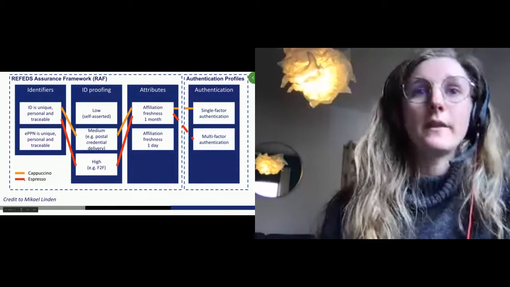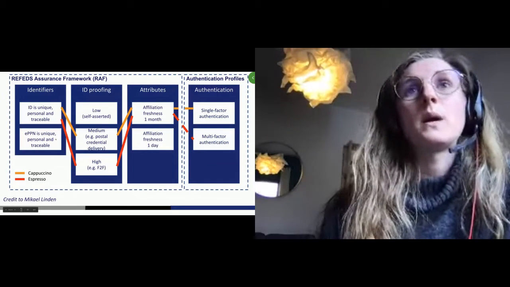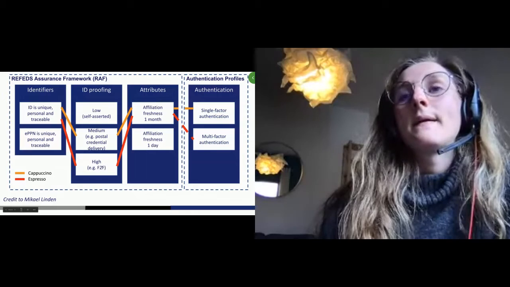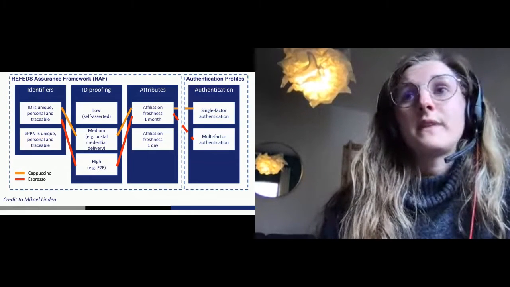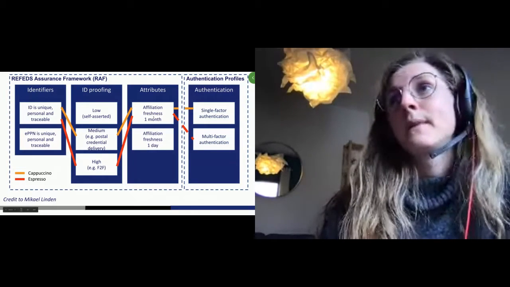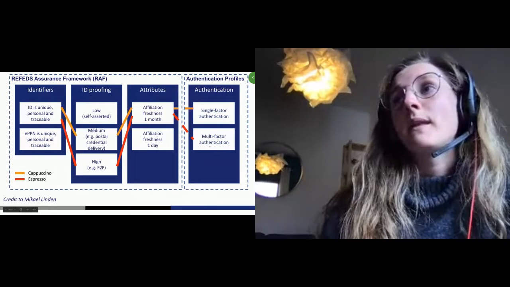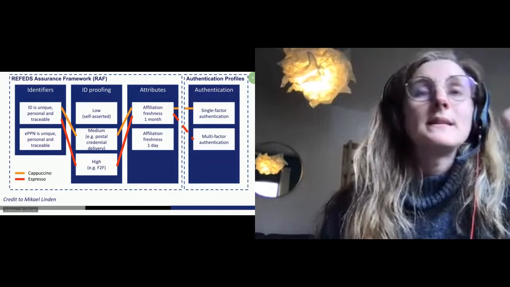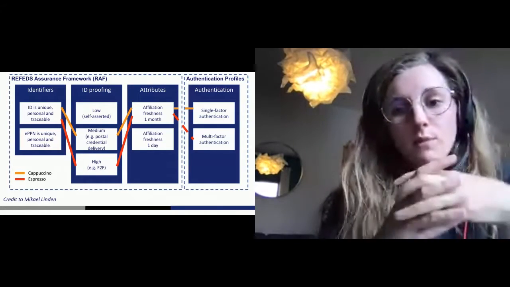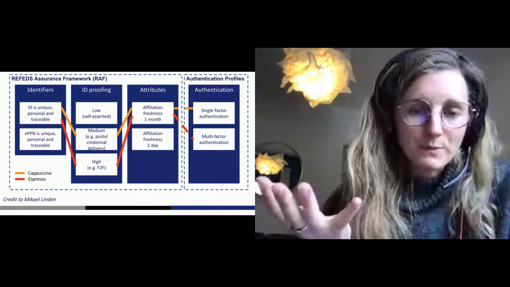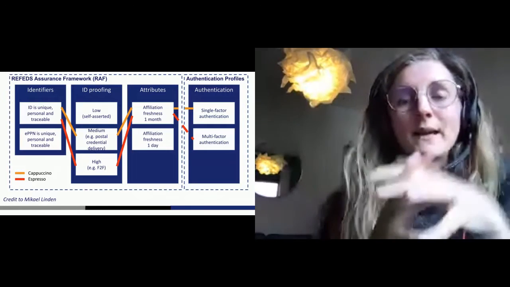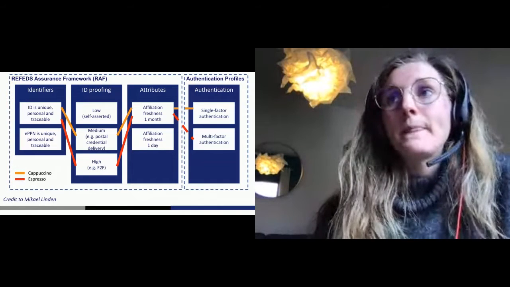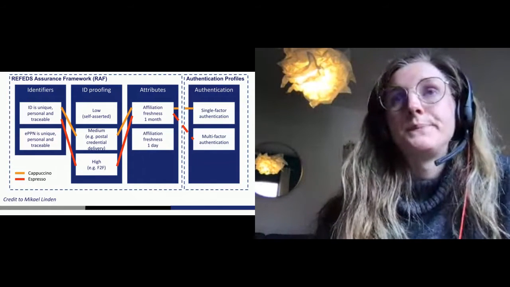And then the other option is the espresso one, where again, the ID is unique, personal, and traceable. There's been high ID proofing, so face-to-face identity vetting. Again, the attribute freshness is 1 month, and multi-factor authentication was used in this case. But since it's done in components, you may pick and choose which particular aspects of the assurance profile are important for your research community. And the idea is to make it really modular.